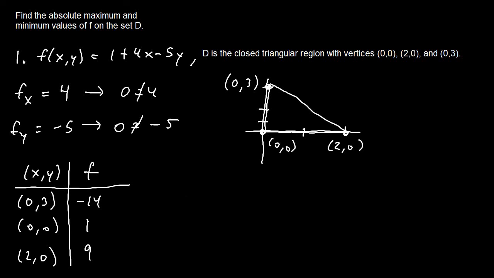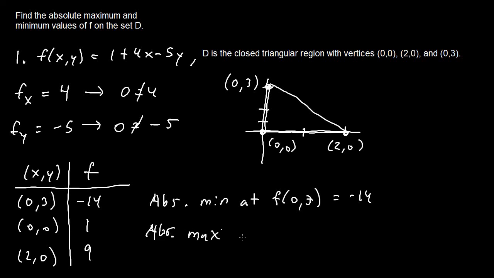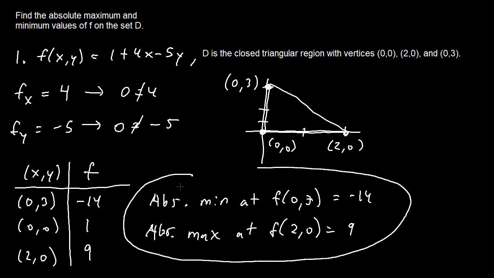Using this information, this tells us that there is an absolute minimum value when we plug in (0, 3) to the original function, and that gives us a value of negative 14. And there's an absolute maximum when we plug in (2, 0) to the function, and we get a value of 9. So that's going to be the final answer.